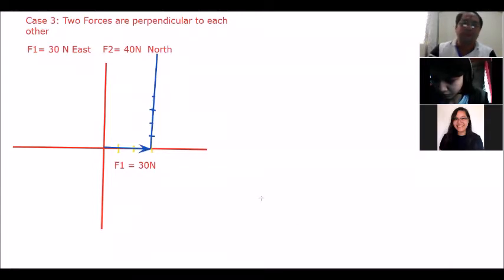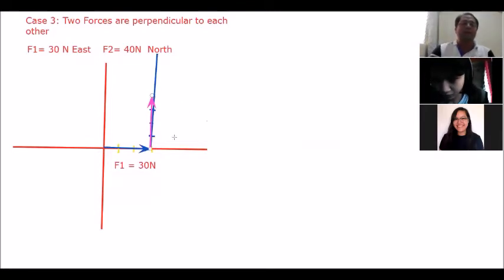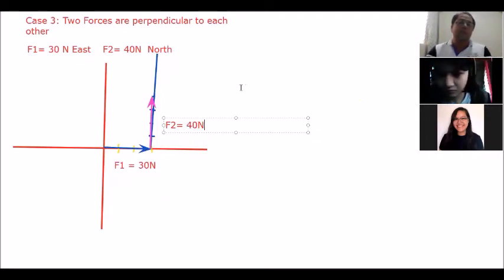So let me use a different color. So our F2 is this one. From the tip of F1, we draw our F2. It's kind of crooked. Sorry, my blue line is not aligned. So this is now equal to our F2, and it is equal to 40 newtons going north.